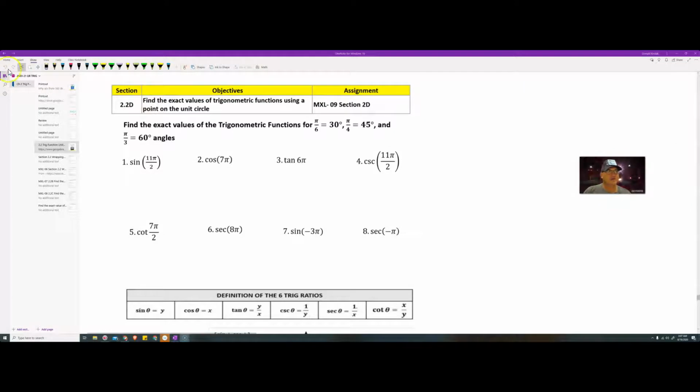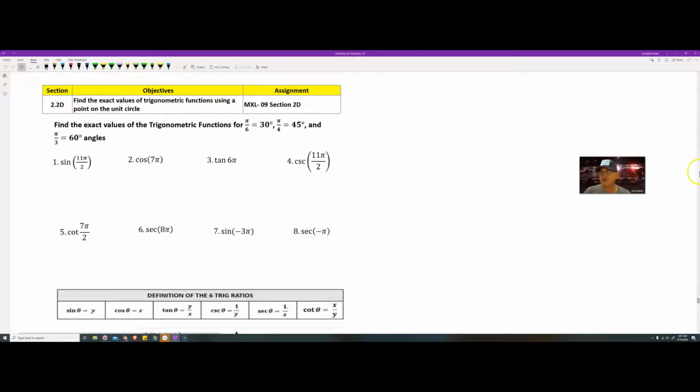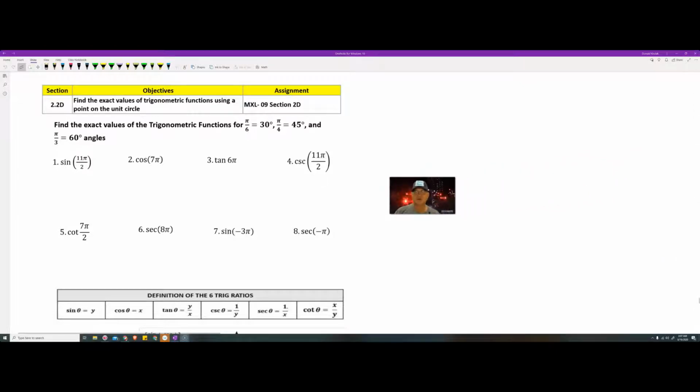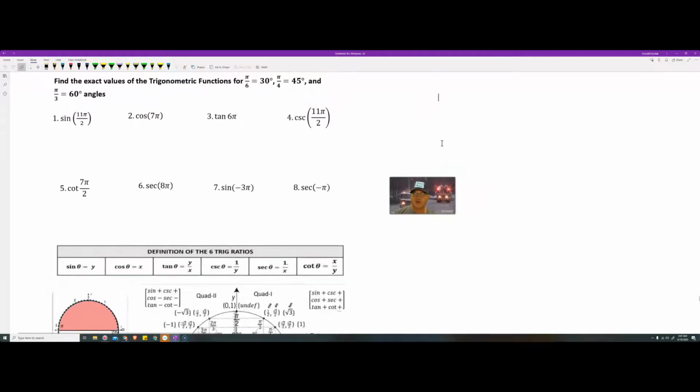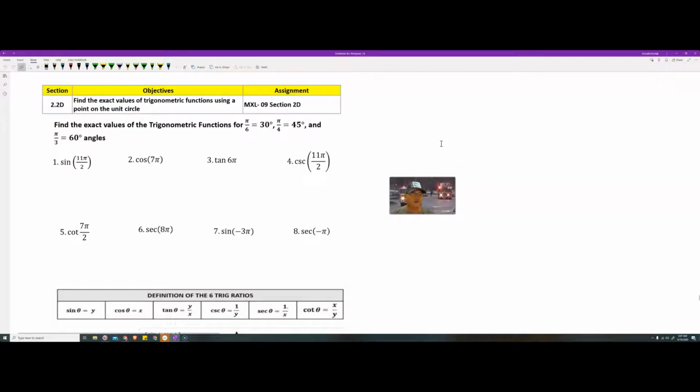All right, what we're doing today is we're using our unit circle to find the exact value, which means no calculator, of these different trig ratios. So this first question is asking you, what is the sine of 11 pi over 2? What you've got to figure out is if you wrapped a segment that was 11 pi over 2 units long, where would it end up? Then you look at what the y-coordinate is at that point.